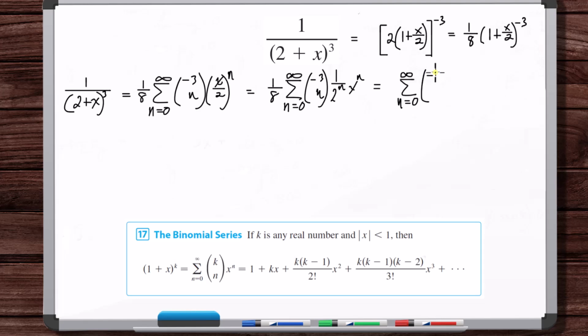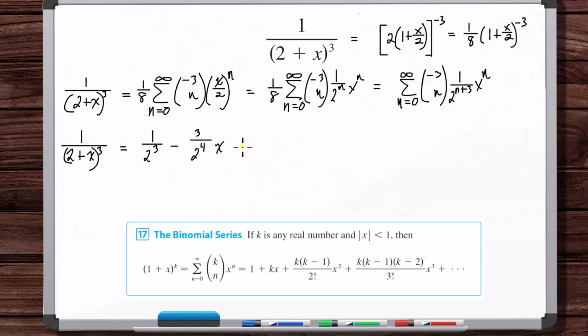So, okay, 2 cubed times 2 to the n. Okay, so the first term is 1, but we have to also incorporate the 2 to the n plus 3. So when n is equal to 0, you've got 2 cubed, so this is 1 over 2 cubed. Okay, then plus kx, k is minus 3. And now we need to have another 2, this would be 2 to the 4th times x.